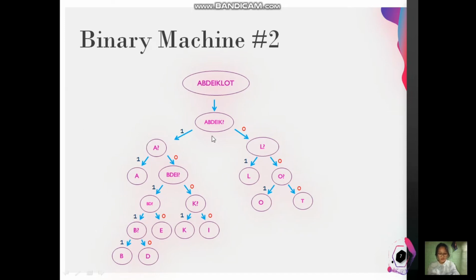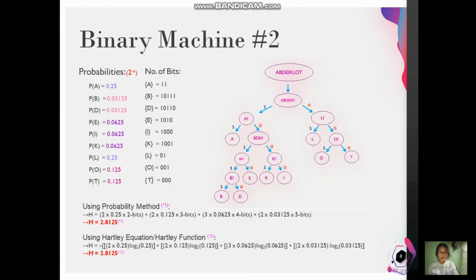Same as the first one, let's determine the number of bits and solve for the probabilities using this formula, where n is the number of bits of each letter. A is 1, 1, so it's 2 bits. 2 raised to negative 2 is equal to 0.25. This is also the same with letter L. For letter B, it is 1, 0, 1, 1, 1. That is 5 bits. So 2 raised to negative 5 is equal to 0.03125. This is also the same for letter D.